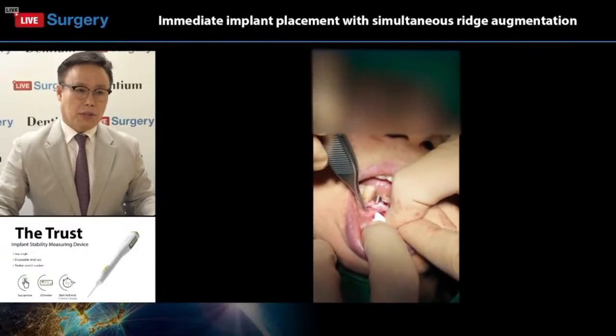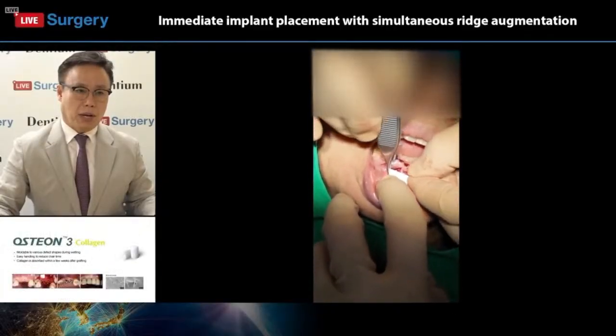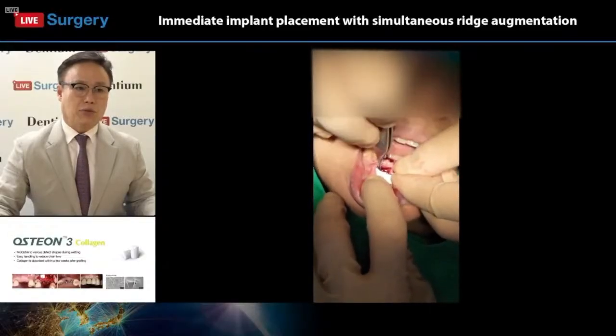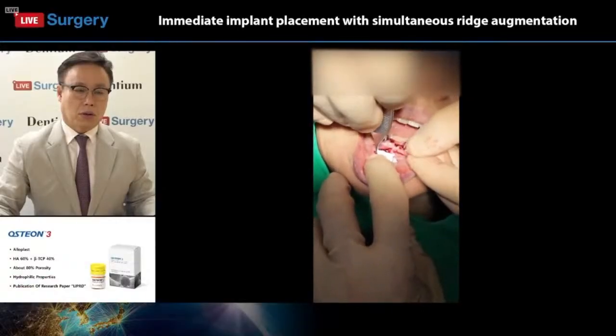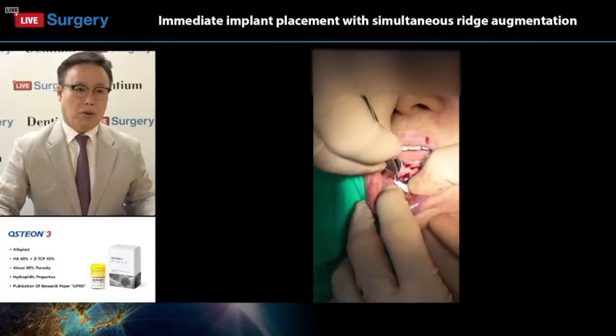When we apply it first, the collagen matrix is a little bit tough, so it's not easy to manipulate. But once it is hydrated with water, saline, or blood, it will be convenient for manipulating.